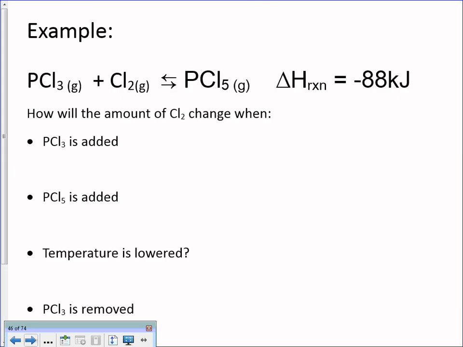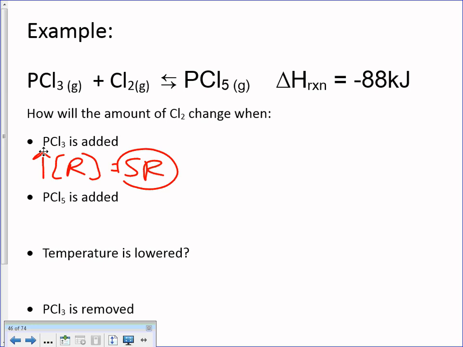Okay, so look at my reaction here, and I want you to tell me shift left, shift right, or no shift, and then one piece of information that will give me some indication of what's happening. All right, so phosphorus trichloride is added to this reaction. Everybody agree? We shift right. So basically, you're telling me increased reactant causes a shift right. That's because of the increased rate of the forward direction.